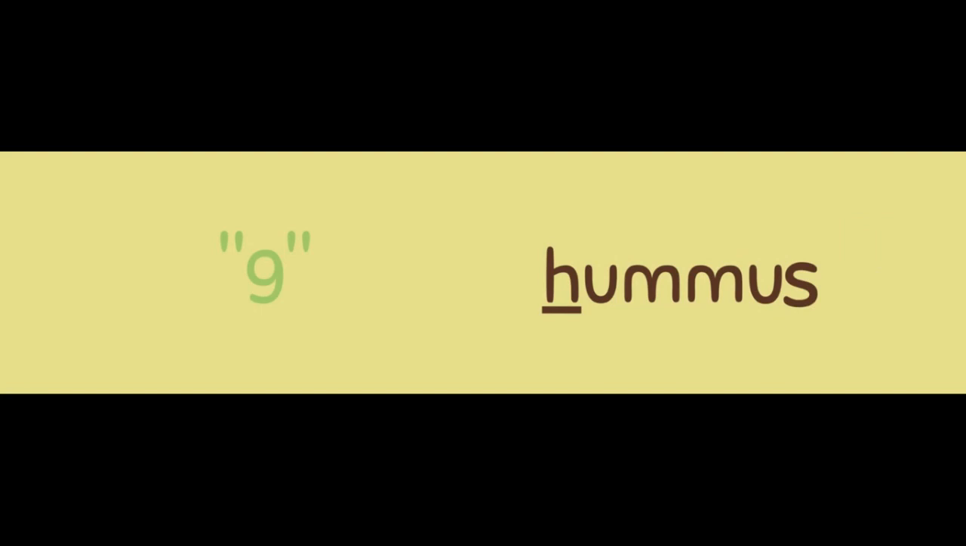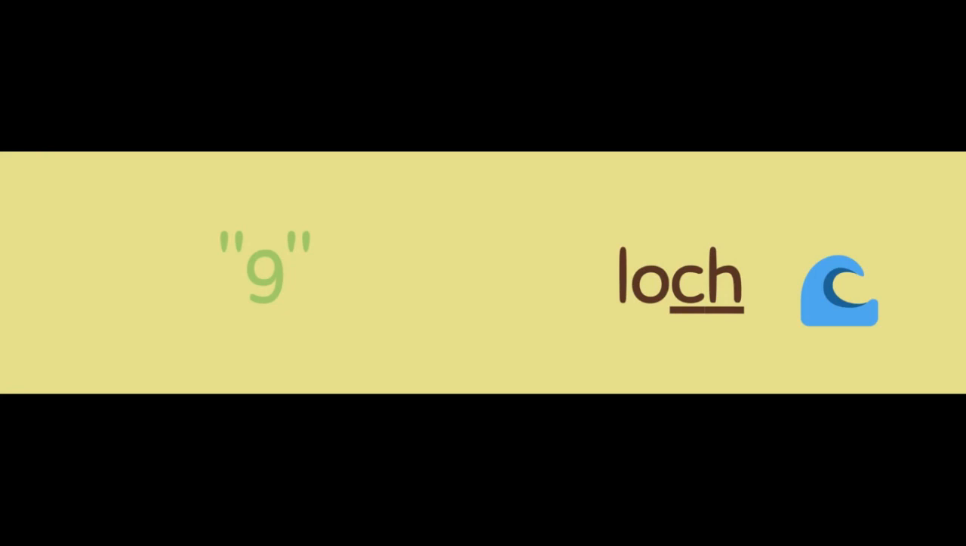Okay, so let's move on to G. If you're Mediterranean, you can think of this as hummus, right? The H in hummus sounds like ch, or perhaps this might make sense to you, a lot like in Scotland when they say loch, like the Loch Ness monster. Okay, ch, just gargle.